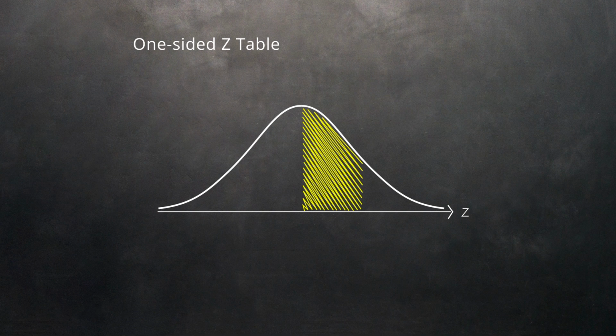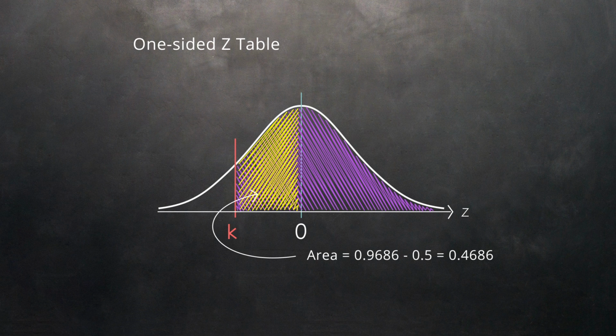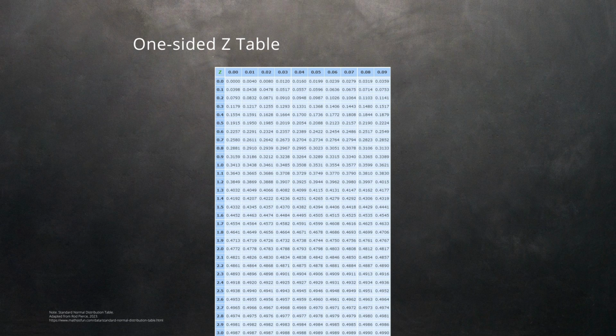The one-sided table works with areas between 0 and the z-score. Here, that means the area we will look up will be 0.9686 minus 0.5 because we want to exclude everything that is not between the z-score and 0. Remember that the normal distribution is symmetrical about the mean, so the area between a z-score and 0 is the same whether the score is negative or positive. We look in the center of the one-sided z-table and see 0.4686 corresponds to a z-score of 1.86.